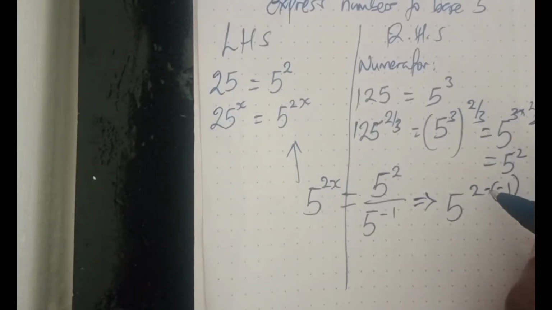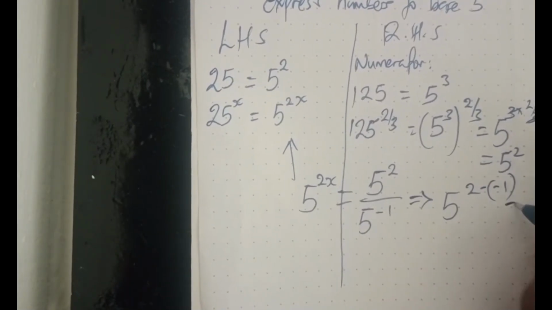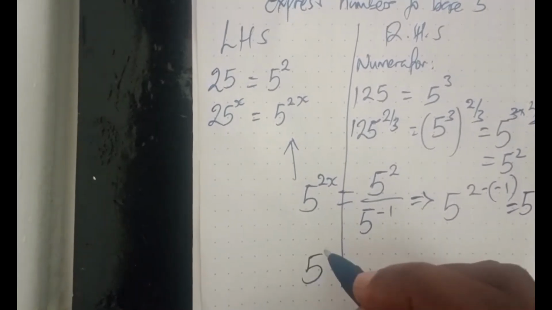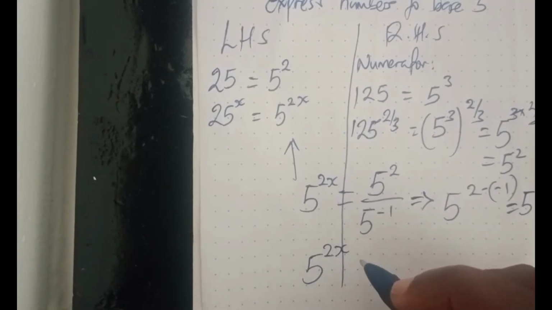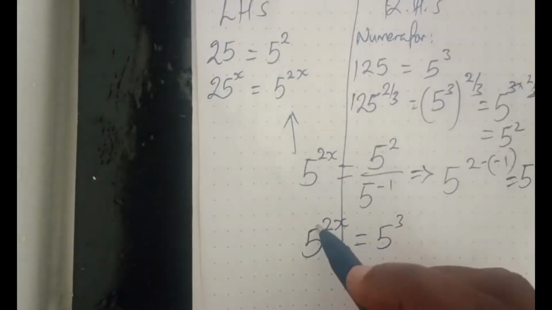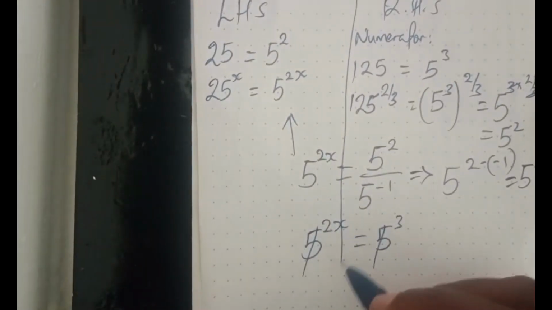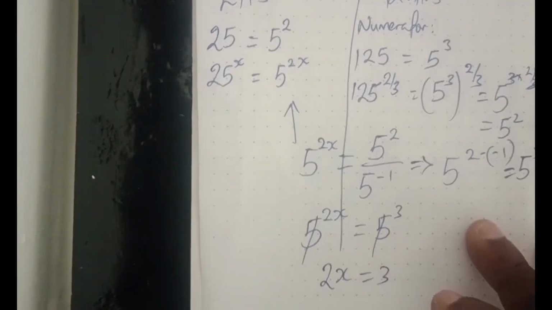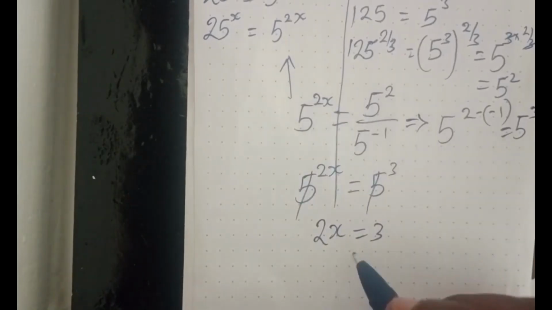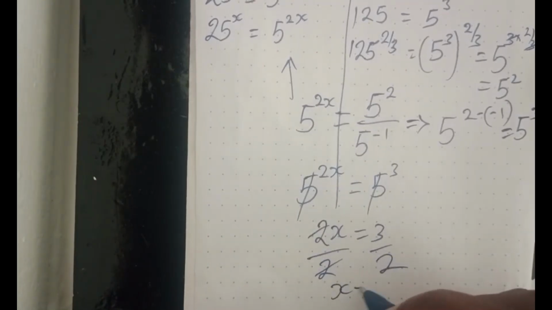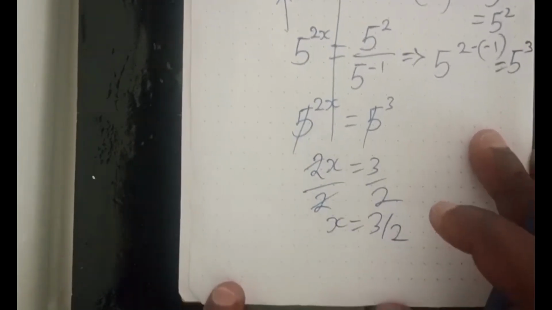We can open the bracket. Negative times negative is positive. This one is the same as 5 to the power 2 plus 1, which is 3. Now our equation is 5 to the power 2x is equals to 5 cubed. We have the same bases. We can cancel those out. Then we have our 2 powers. 2x is equals to 3. Let's now solve for x. We divide both sides by 2. Then you have x is equals to 3 over 2.